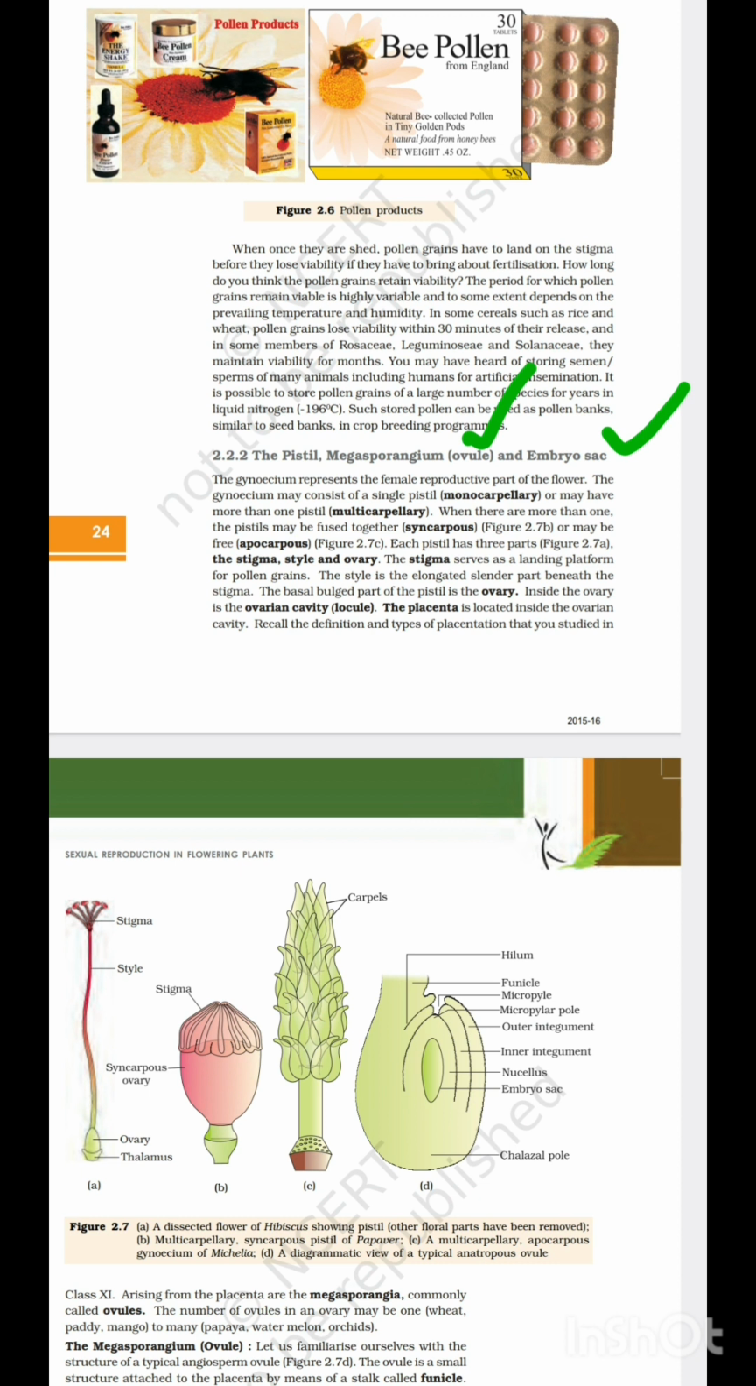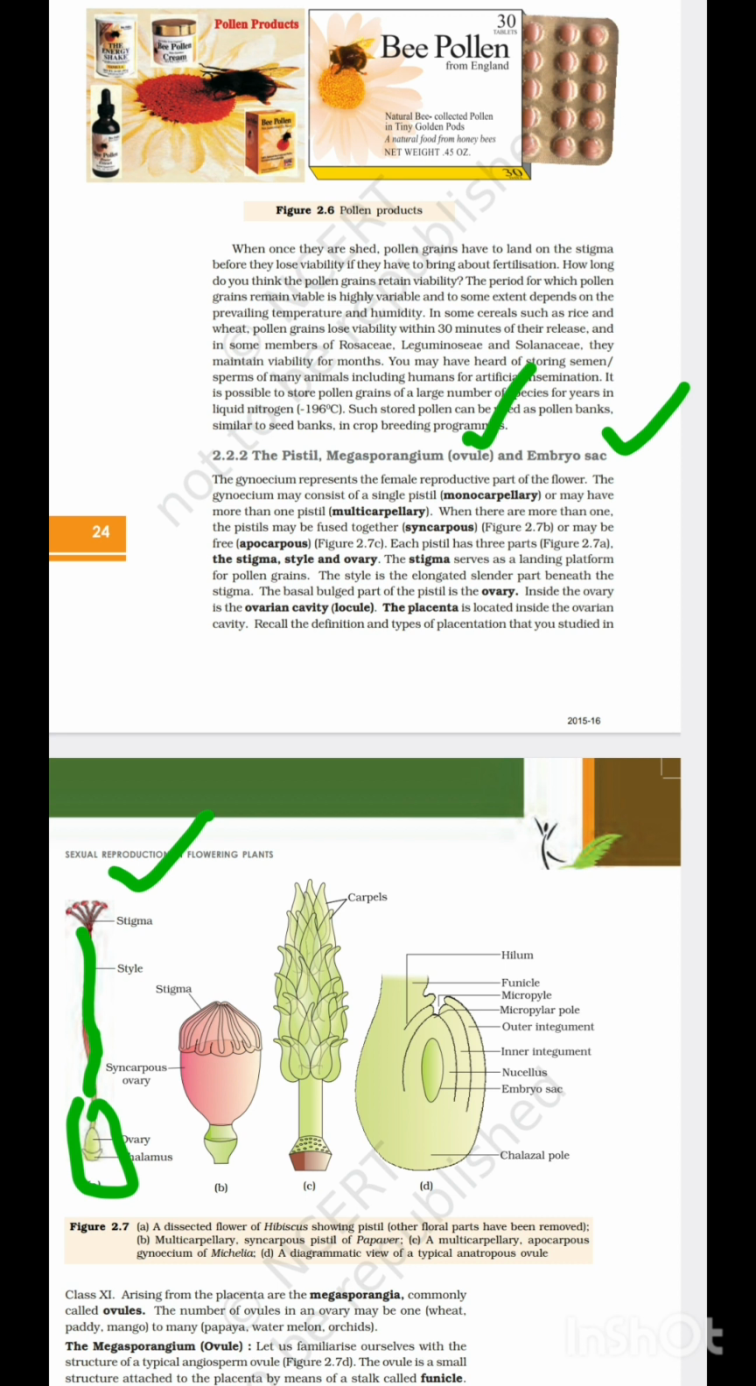Each pistil has 3 parts: the stigma, a long style, and the ovary, the basal swollen portion. Stigma serves as the landing platform for the upcoming pollen grain. The pollen grain, after its release, lands on a stigma.